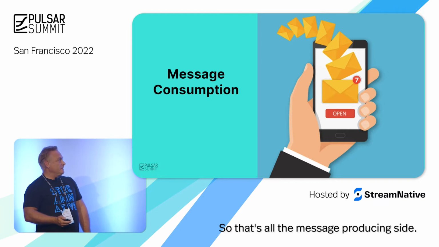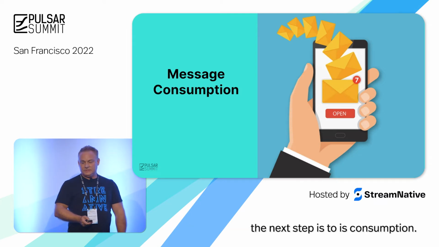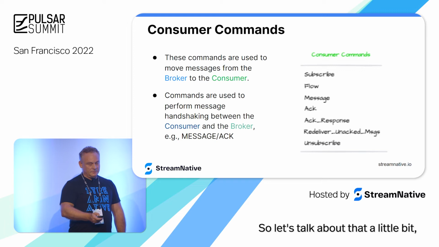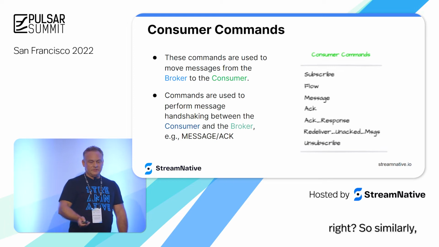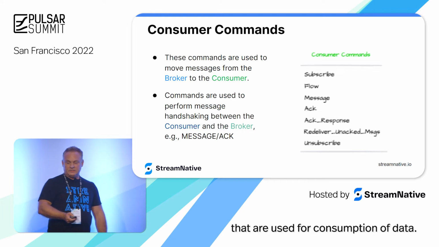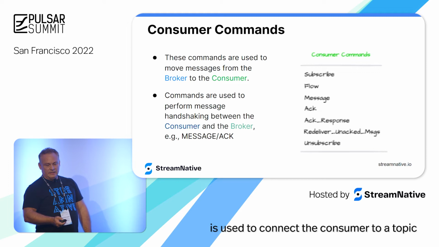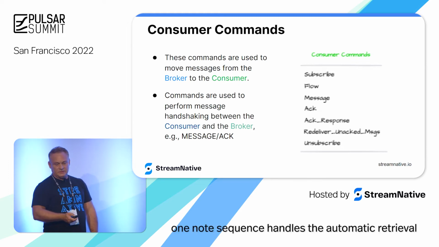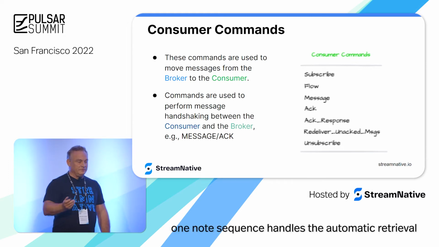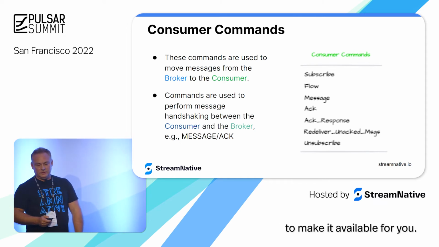So that's all the message producing side. After we publish messages to Pulsar, the next step is consumption. So let's talk about that a little bit. All right, so similarly, there's a suite of commands on the consumer side shown here that are used for consumption of data. The subscribe command is used to connect a consumer to a topic, and the flow command, the next one in that sequence, handles the automatic retrieval of the data, the prefetching of the data to bring the data to the client to make it available for you.